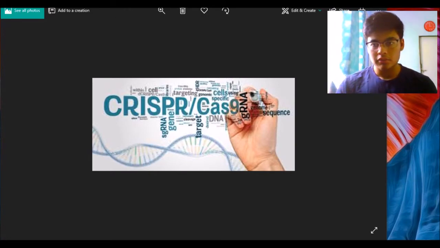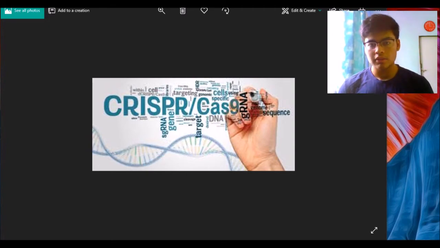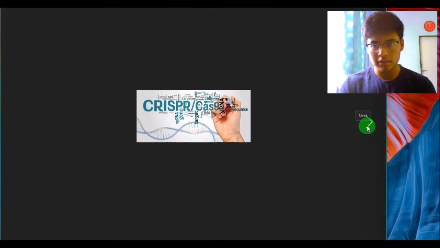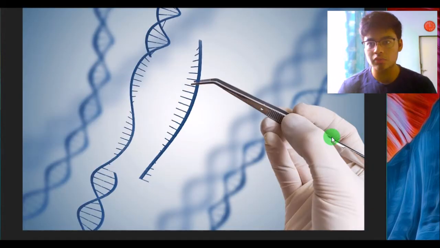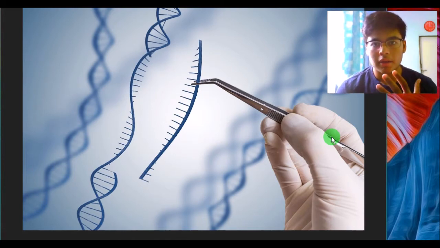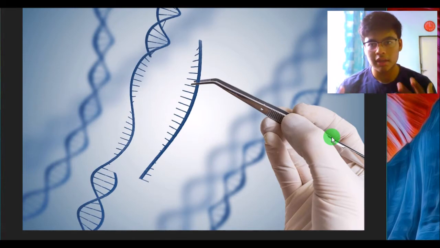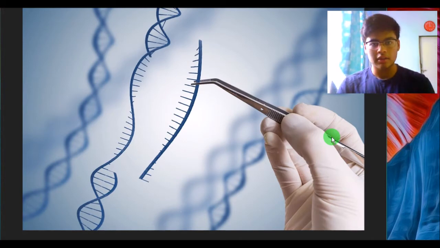In this video I'll be discussing how this CRISPR-Cas9 system works, and other than that we'll be discussing some applications of the same. So let's begin. First off, what does CRISPR stand for? CRISPR stands for clustered regularly interspaced short palindromic repeats. It's a mouthful, but let's break it down. First, it's used for gene editing.